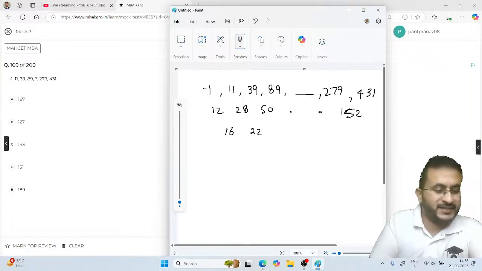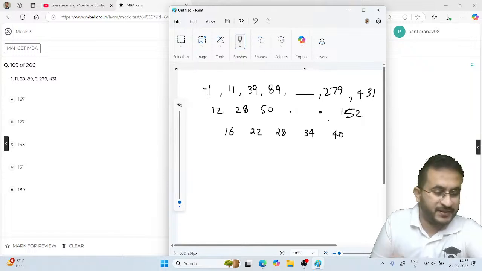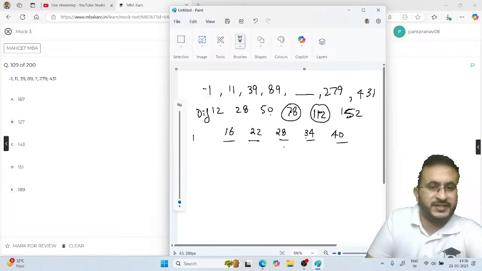Okay, so let us see, like if we put 28, 34 and 40 here, if it makes sense. क्योंकि ये 16 और 22 दो numbers दिख रहे हैं, we are just assuming, right, guess कर रहे हैं यहाँ पे. अगर 28 करेंगे, so this number will be 78, 34 करेंगे, so this will be 112, and 40 करेंगे 152. So making sense. This is difference, this is double difference.